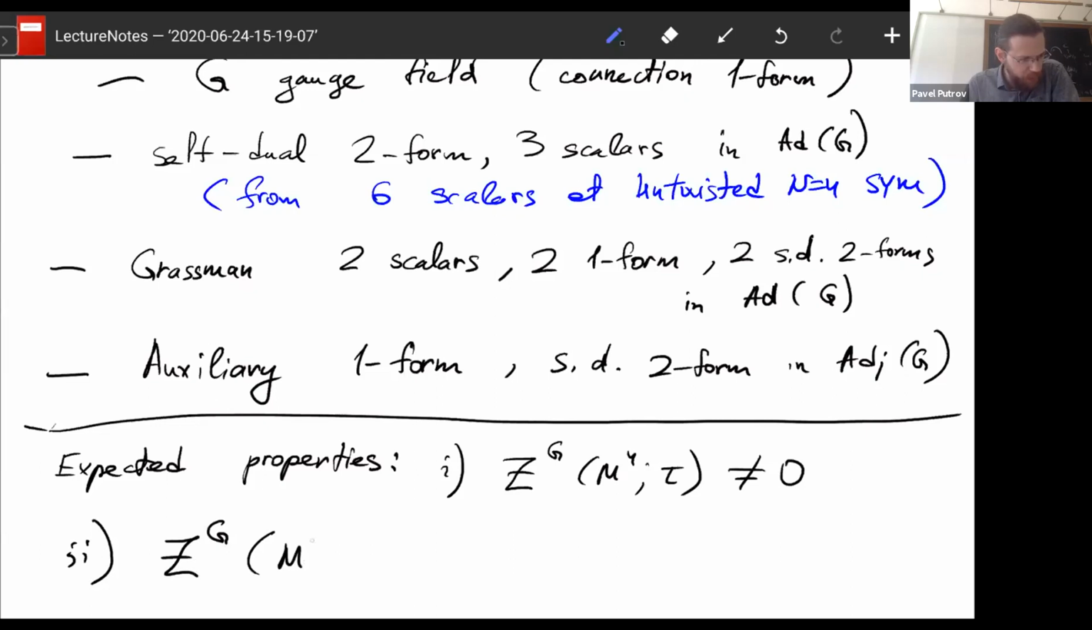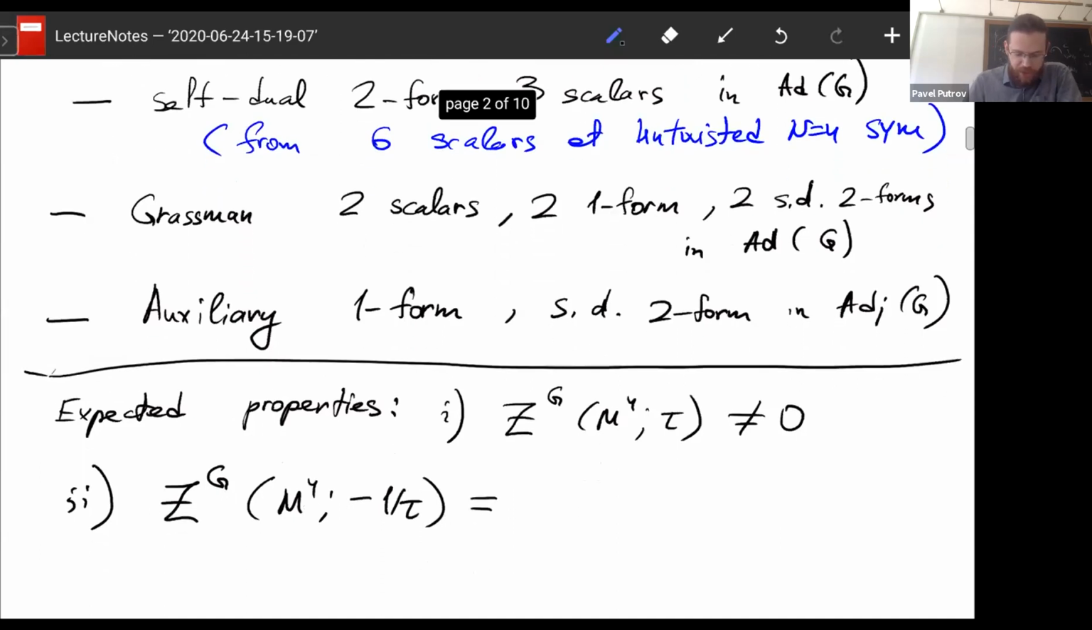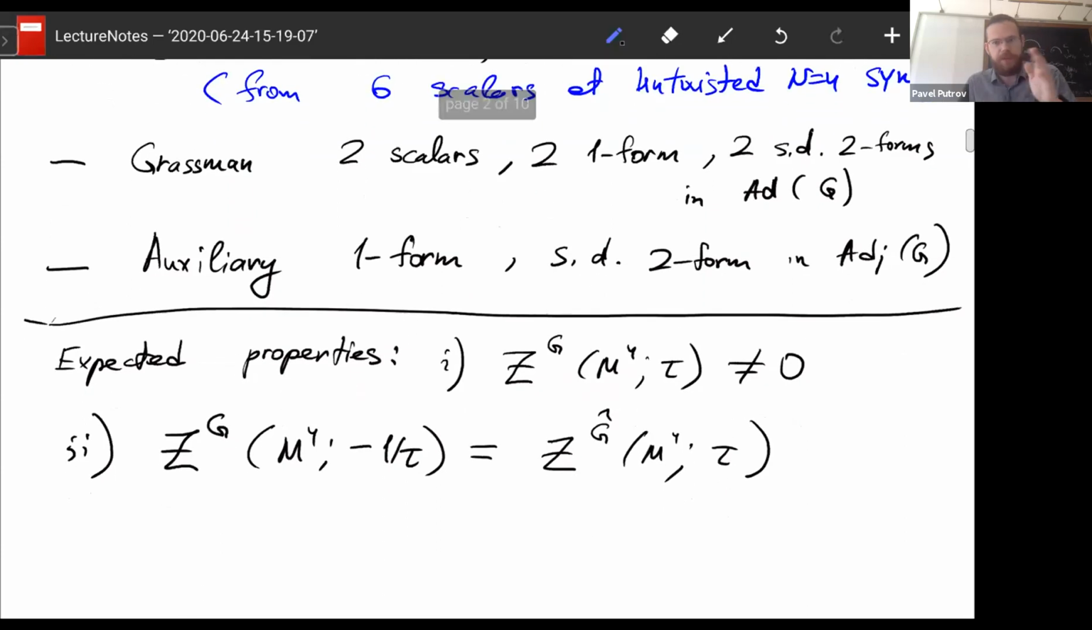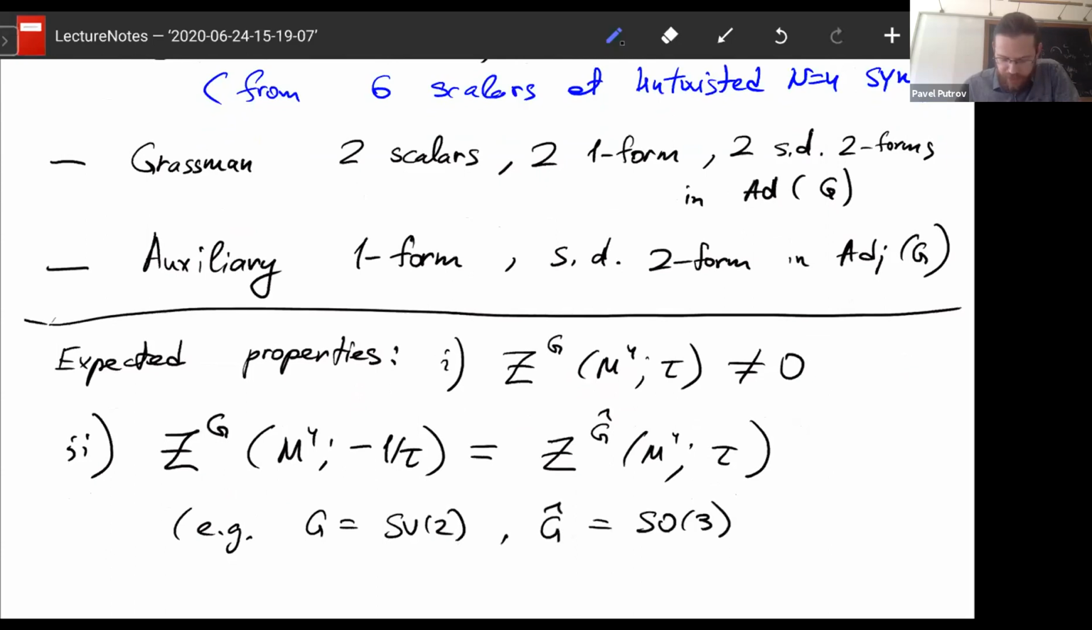Well, the second expected property is what can be called duality. If you consider the partition function with gauge group G and coupling constant tau, and with G hat and coupling constant -1/tau, they should be equal, and by equal I mean up to a certain multiplier system, which I suppress here, relative to certain modular anomalies. It is very easy to describe. For example, G hat here is the Langlands dual, so if G is SU(2), then G hat is SO(3).